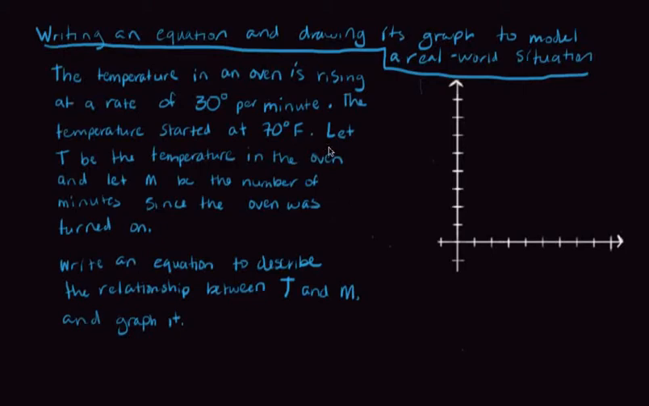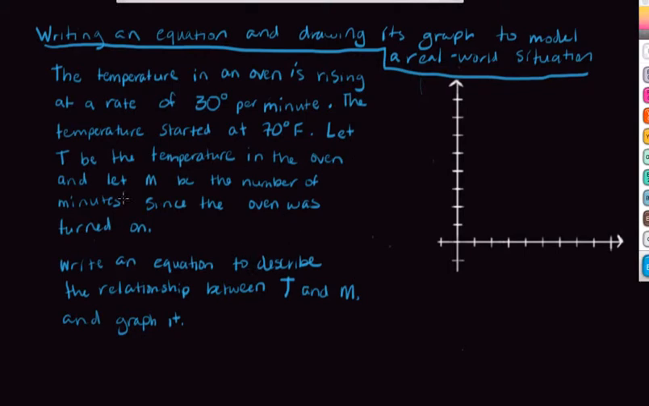Okay, so now I want to talk about writing an equation and drawing its graph to model a real-world situation. So let's go ahead and just look at this problem that we have here. The temperature in an oven is rising at a rate of 30 degrees per minute. The temperature started at 70 degrees Fahrenheit. Let T be the temperature in the oven and let M be the number of minutes since the oven was turned on. Write an equation to describe the relationship between T and M and graph it.